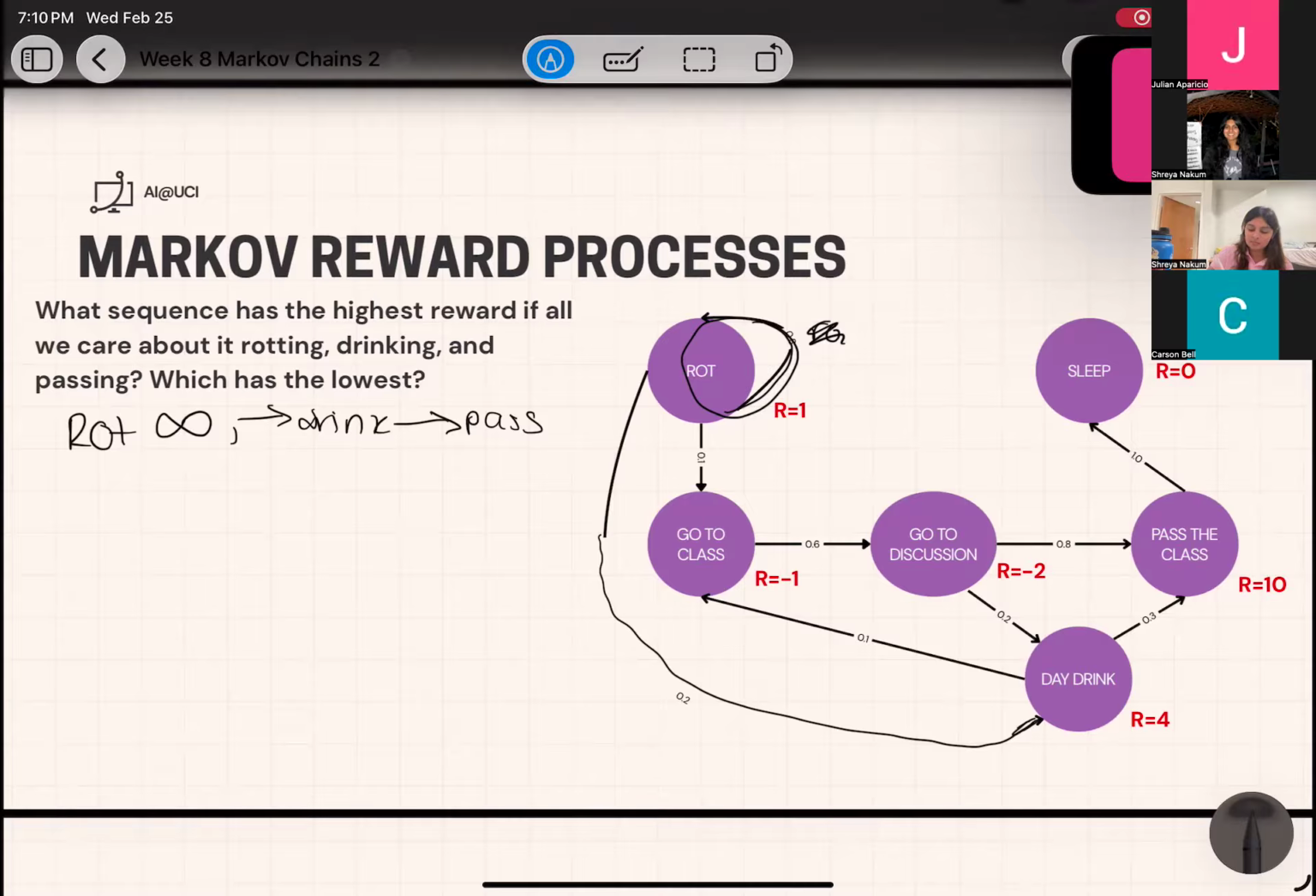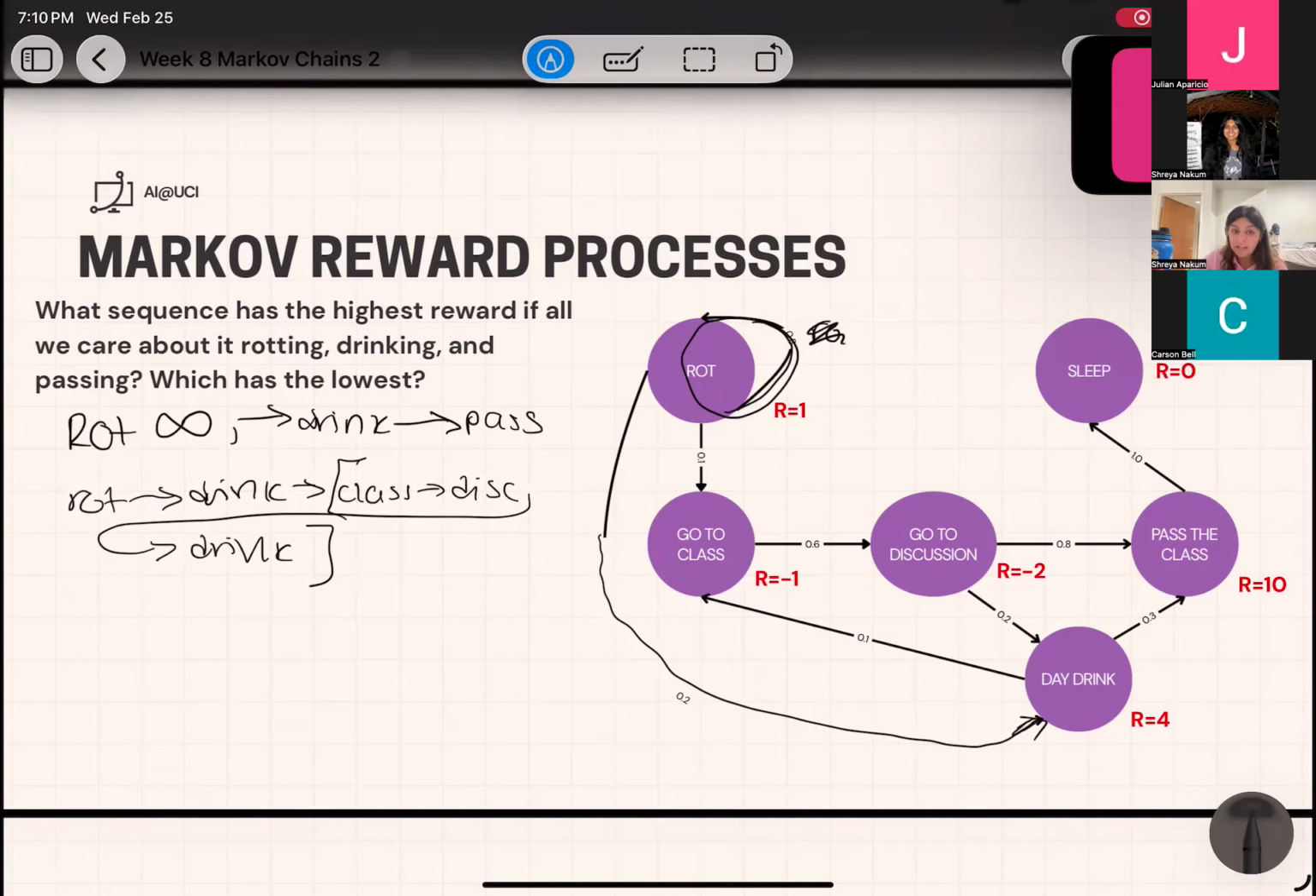You can go rot, to day drink, to go to class, go to discussion, to day drink. You can do a cycle of class, discussion, day drink, because from class to discussion you're only losing 3 points, but if you day drink, you're gaining 4 points. So you can do almost the same thing as if you were just rotting infinitely. You can go to class and discussion, and you'll get the same reward as long as you make sure to do a lot of day drinking, and then you can go straight to class again. That is true.